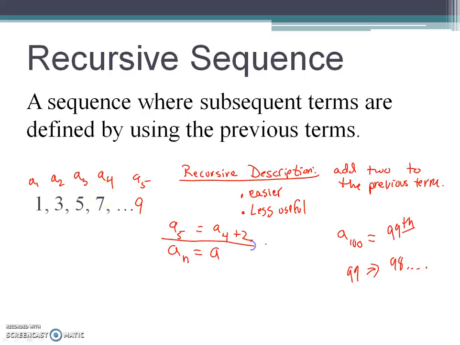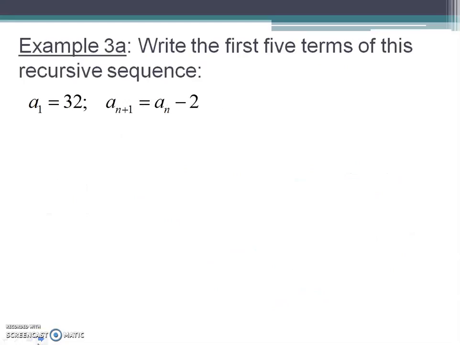So in this case, a sub n would be a sub n minus 1 plus 2. Or you could describe it as a sub n plus 1 equals a sub n plus 2. In other words, the 4th term plus 2 gives you the 5th term. So those notations are super important, so keep those in mind as we go forward. So let's look at a couple of examples of some recursive sequences.